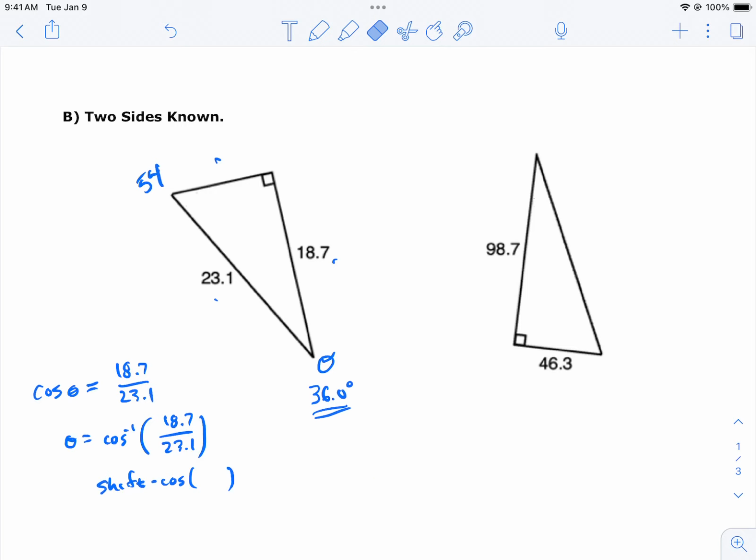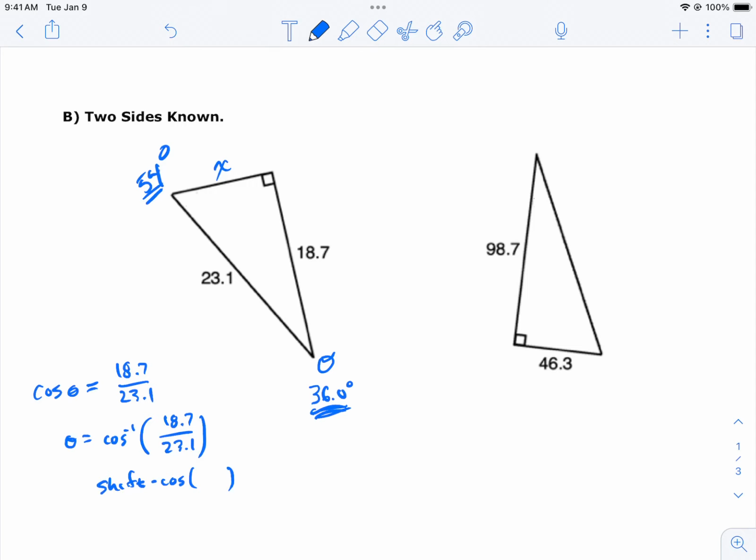The main point is these two angles have to add to 90. So 36 plus what is 90? 36 plus 54 is 90. Look at that, we got the two angles. We're only missing one piece of information now, and it's this one.